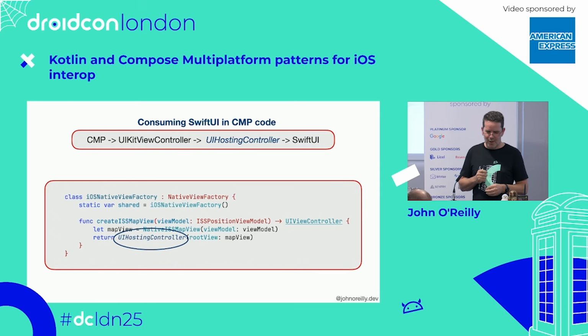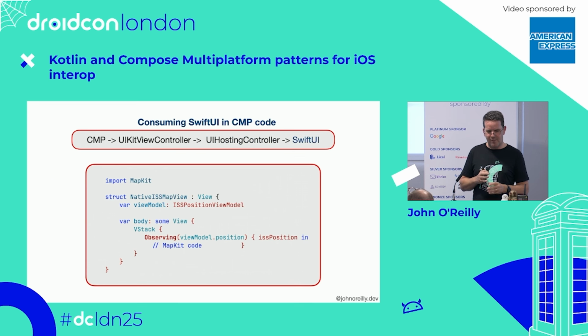Okay, we're nearly there. We're back up in Swift code again, and this is the native view factory and that createISSMapView function we just invoked from Compose code. That's going to use SwiftUI's UIHostingController to wrap the SwiftUI map implementation and return a UIViewController that can be included in our Compose code. And finally, we have that SwiftUI map view. Note that we're also using SKIE's Observing here to observe the position information from our Kotlin view model, which we'll show then in the map as it changes.